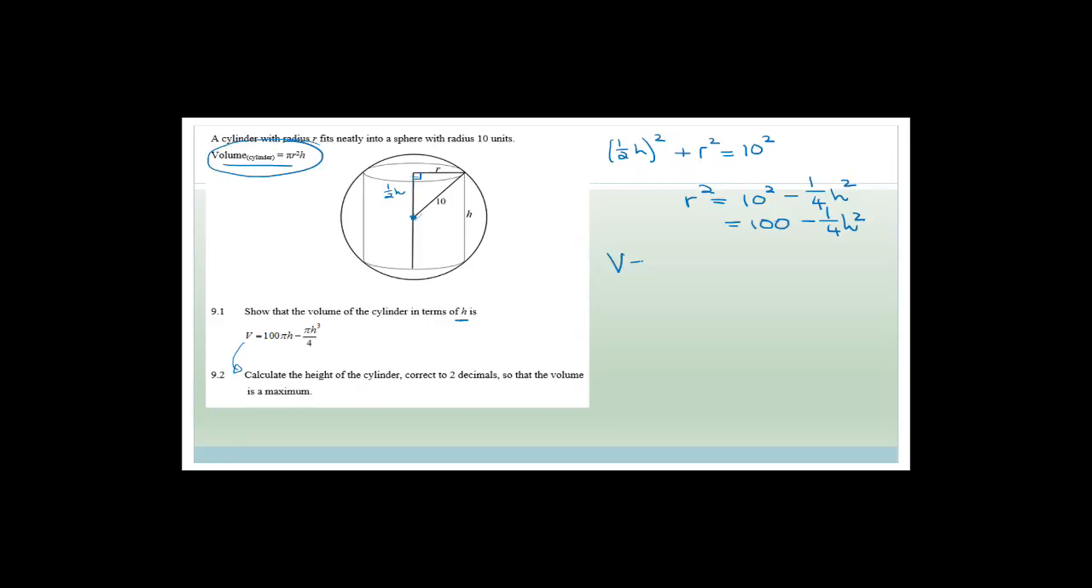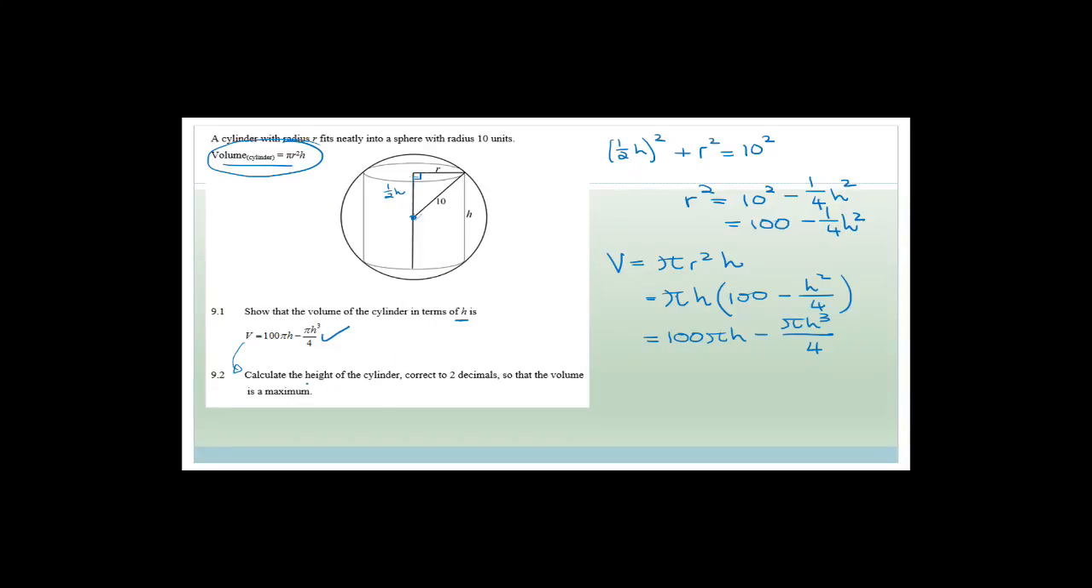So we've got the volume is pi r squared h, which is pi h multiplied by 100 minus h squared over 4, just to make it look easier to work with, which is going to be 100 pi h minus pi h cubed over 4, because pi h times this gives you pi h cubed over 4. Ta-da! Yay, we've got it.